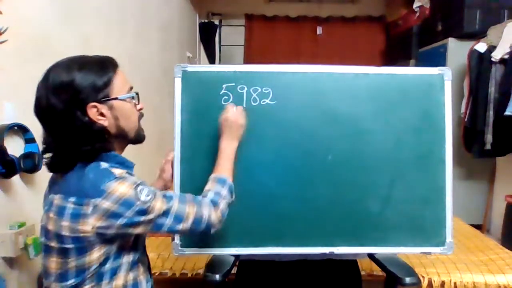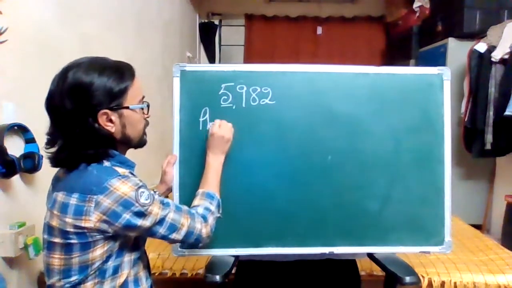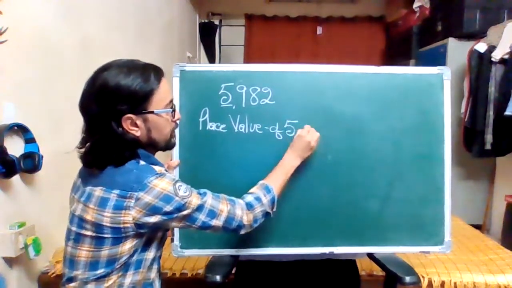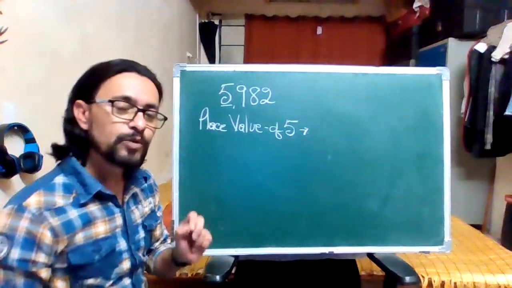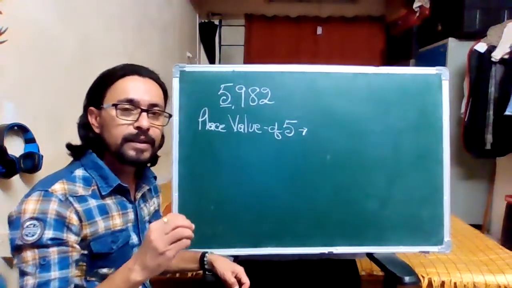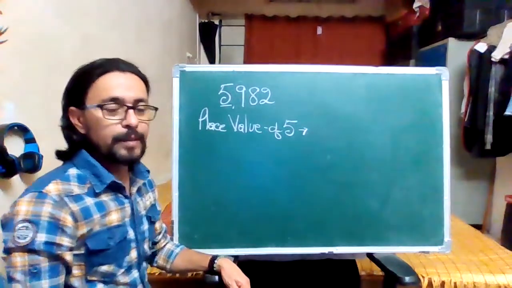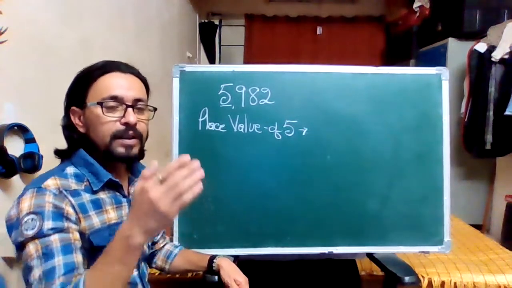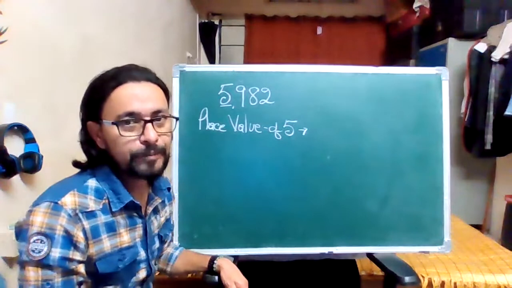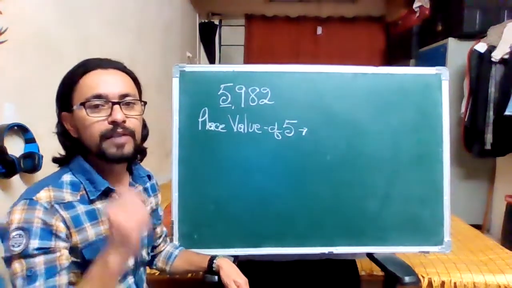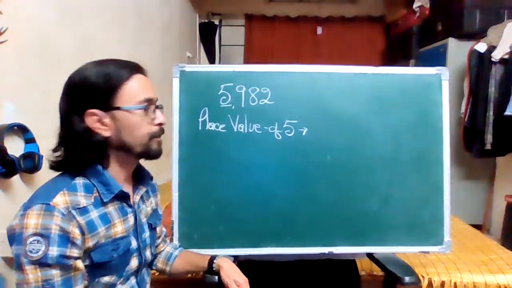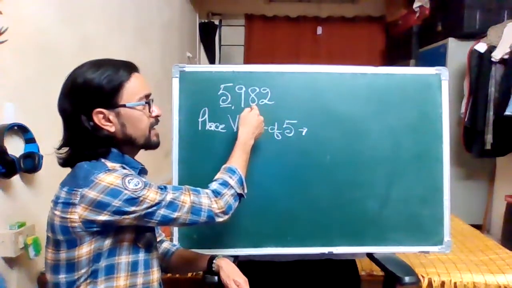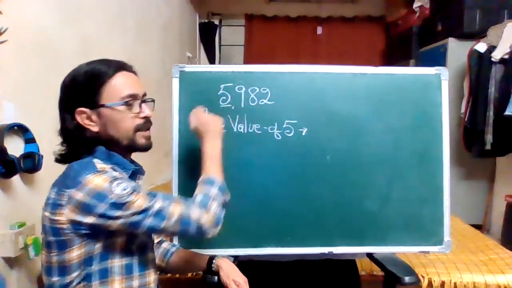So if I'm talking about the place value of 5, the place value of 5 would be according to the period that it falls in. The periods comprise the numeration system that we are following. And as I told you in the beginning of the video, we are following the Indian system of numeration, which says that the rightmost digit is in units. Before that is tens, then hundreds, and then thousand.